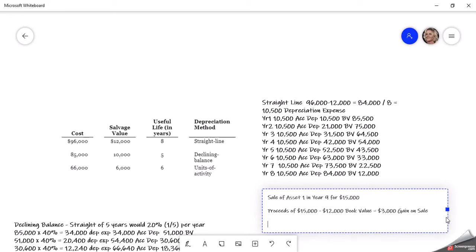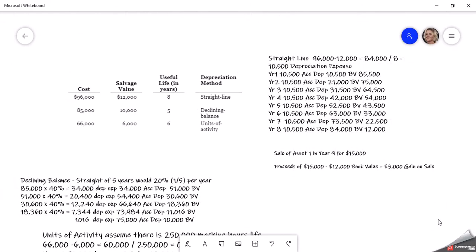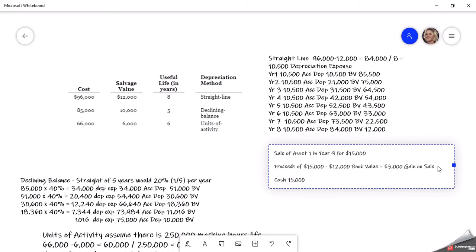Then if I asked you to do the journal entries, you're going to come in and say, okay, we received the cash. Somebody is paying us $15,000. So that cash is coming in. Now, this is the part that gets a little confusing. We have to take it off of our books. So this accumulated depreciation now is a credit balance. To take it off of the books, I have to debit it for the full $84,000.